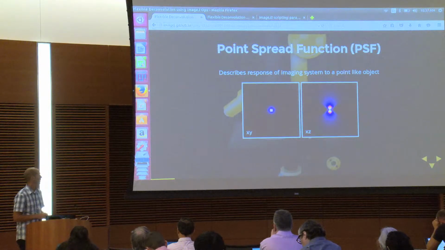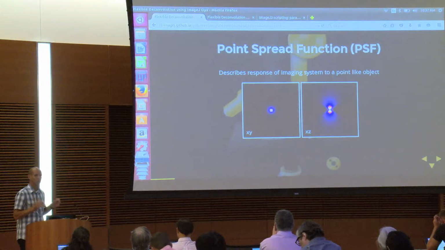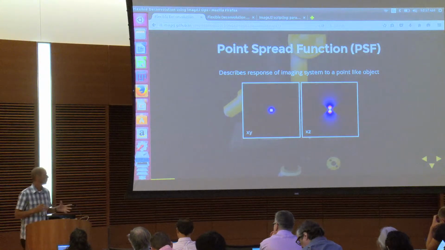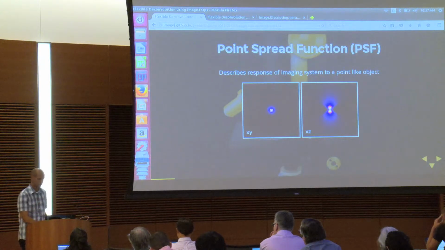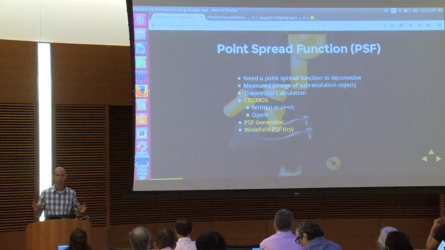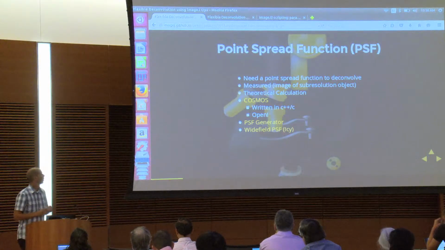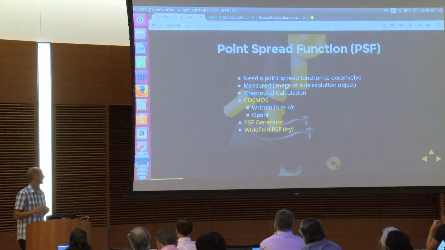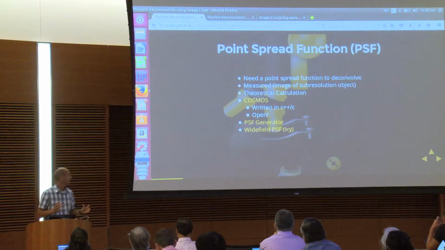The very first thing that you really need to think about when you do deconvolution is something called the point spread function. That basically describes the response of an imaging system to a point-like object. And that's really, really important. If you have the wrong point spread function, your deconvolution will never work. So it's going to be really important to implement good point spread function routines into Ops. And that hasn't been done yet.